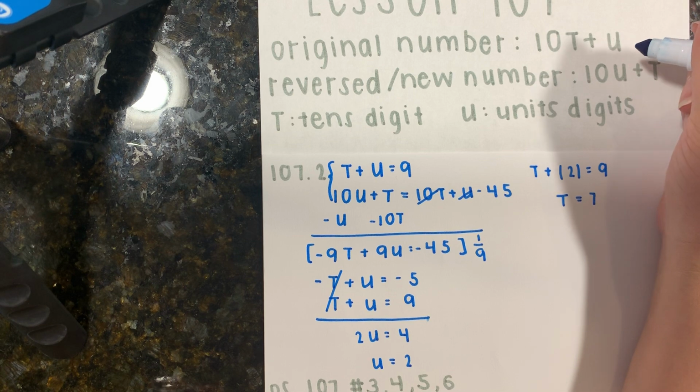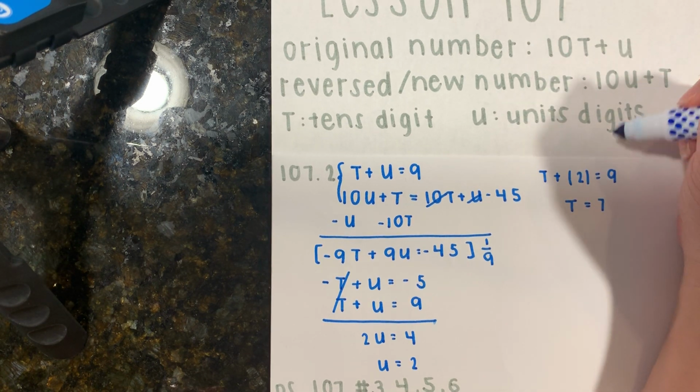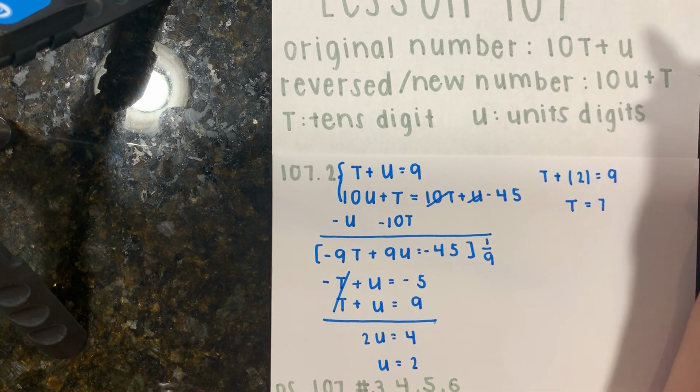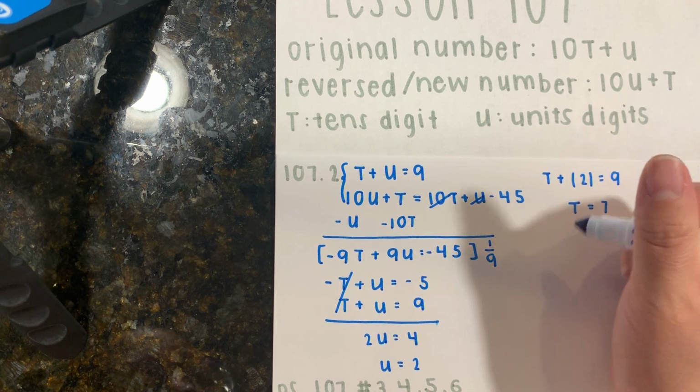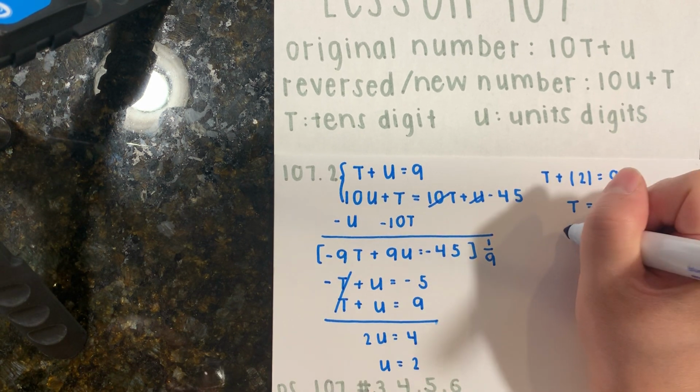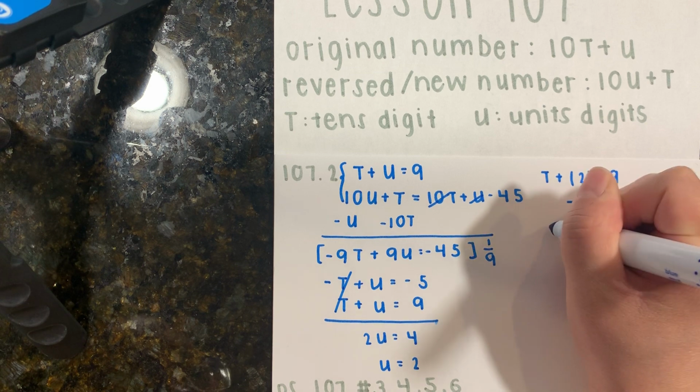Again, they want to know what the original number is. So you multiply the t times 10 and then add the u. So if I multiply 7 times 10, I get 70, and then I add 2, and my answer would be 72.